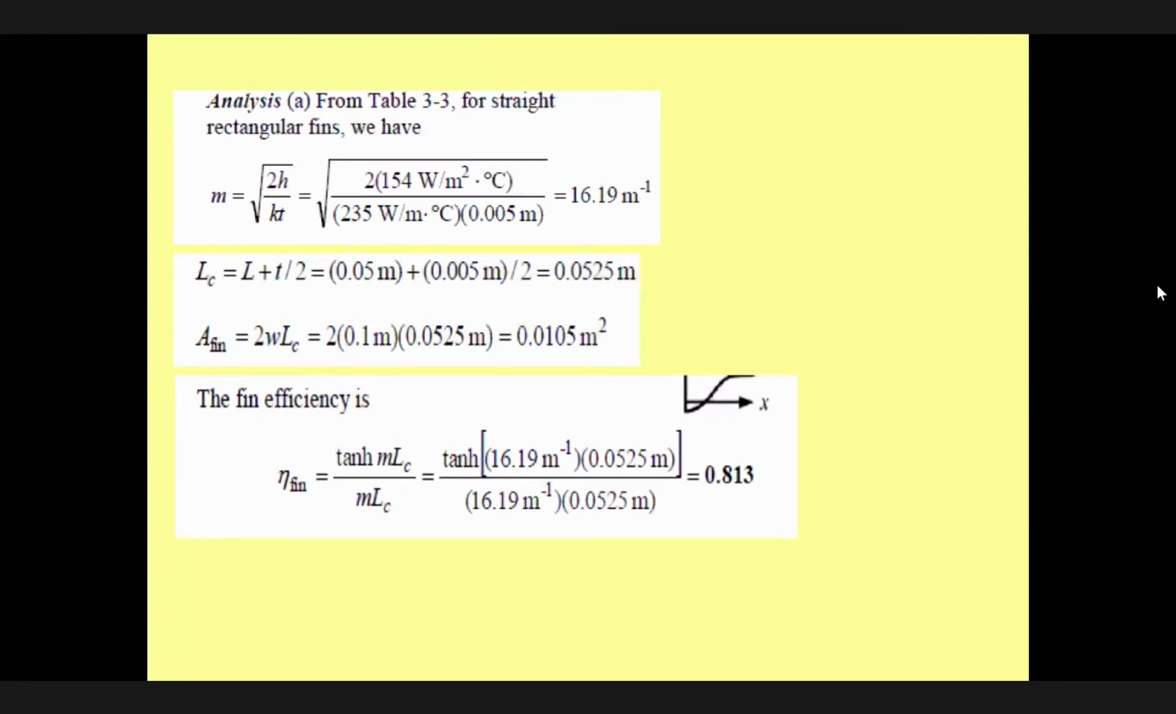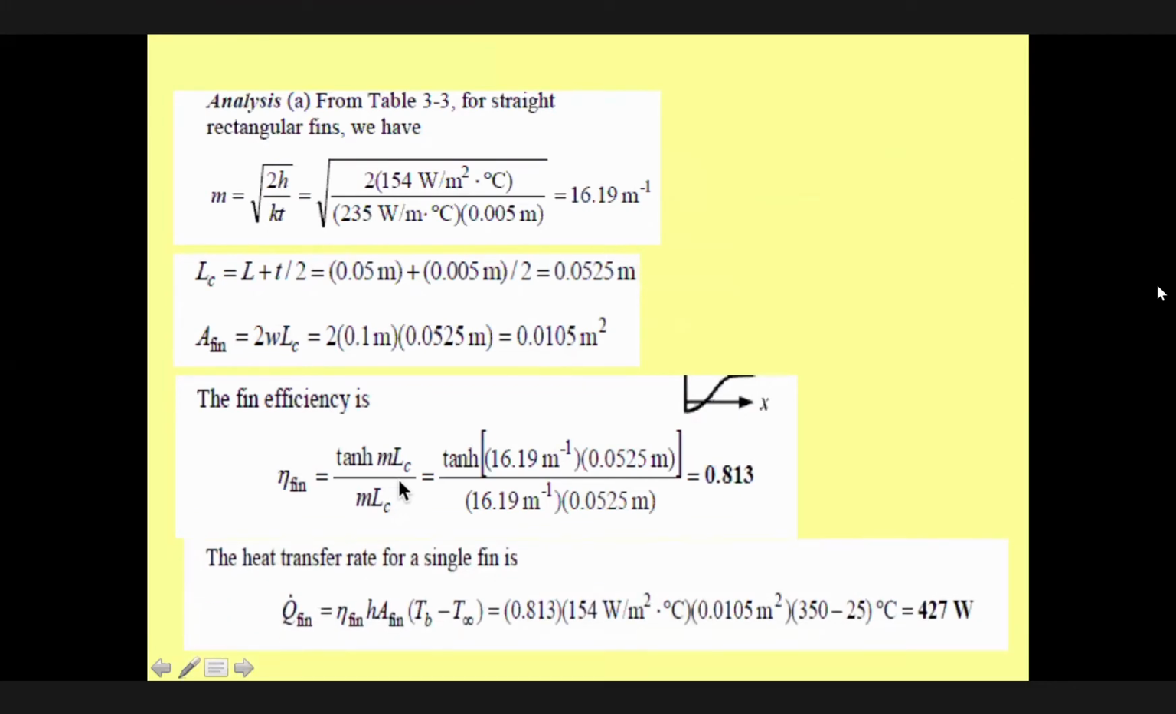From here, we calculate M, and then we calculate Lc. Lc again is the length plus half of the thickness on the top, half of the thickness on the bottom. And the area of the fin, we know the size, therefore we calculate, and this is the fin efficiency. Therefore, this is the fin efficiency we have been able to calculate.